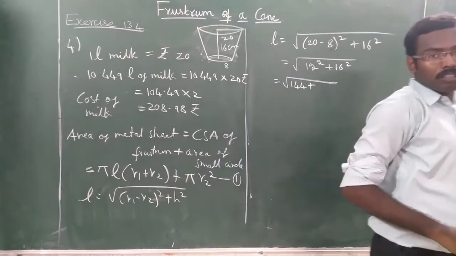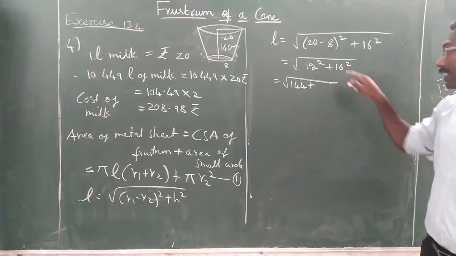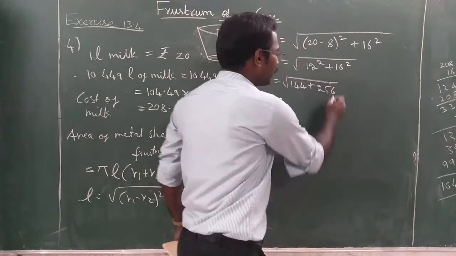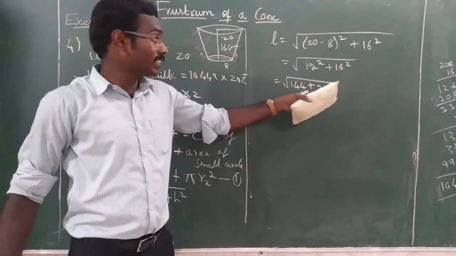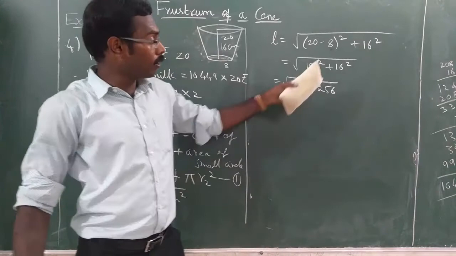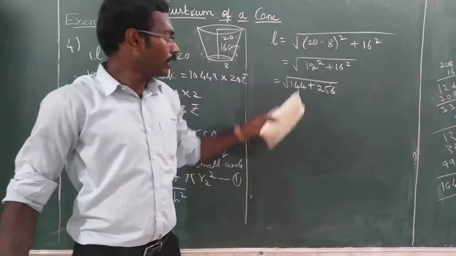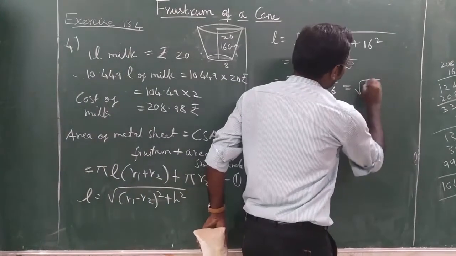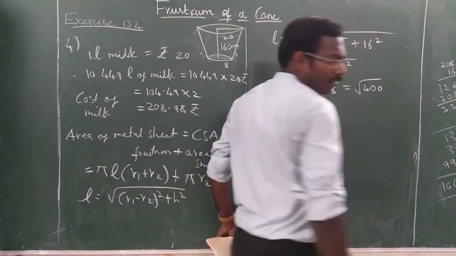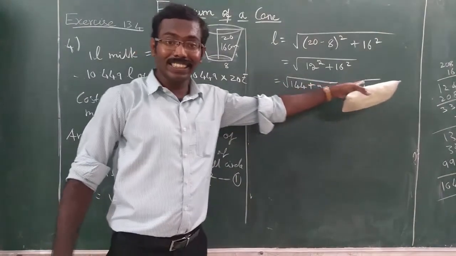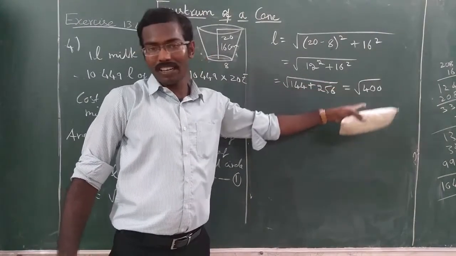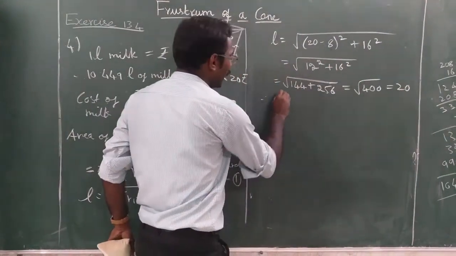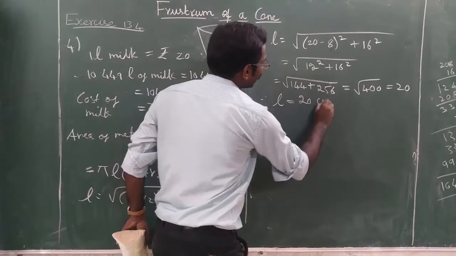Clear or not? 12 square is 144. 16 square is 16 into 16 is 256. I know the answer, so I am writing directly. If you don't know directly, then do the multiplication. Then 144 plus 256. If you add this, the answer will come equal to root of 400. You know root of 400 is 20, since 20 into 20 is 400. Therefore, slant height L is equal to 20 centimeters.